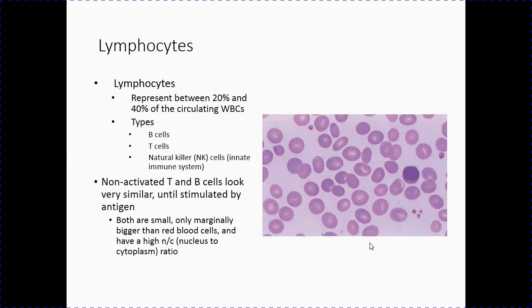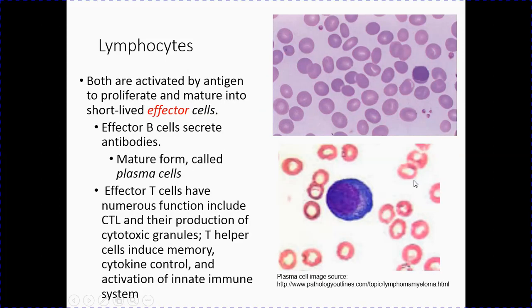Non-activated, that is, those that haven't been exposed to antigen yet. The T and B cells that are non-activated look really similar until they get exposed to an antigen, until they're stimulated. Both are small. Both are only just a little bit bigger than a red blood cell. That is, the nucleus of a lymphocyte is generally about the size of a red blood cell, 7 microns or so. Lymphocytes have what we call a high NC ratio, a lot of nucleus to a little bit of cytoplasm. And you can see there's a teeny little rim of cytoplasm here.